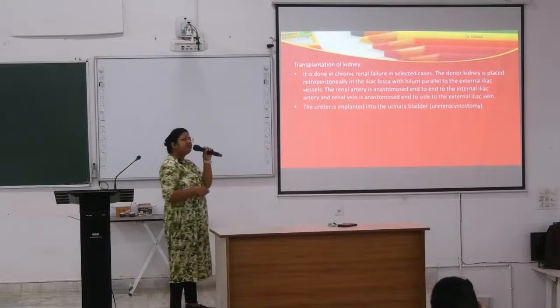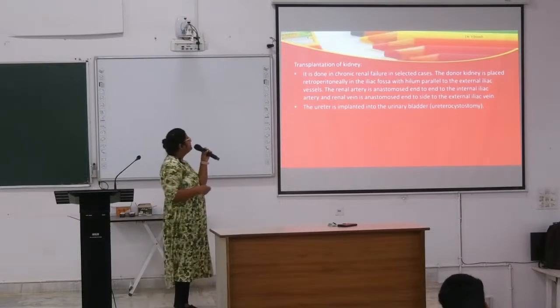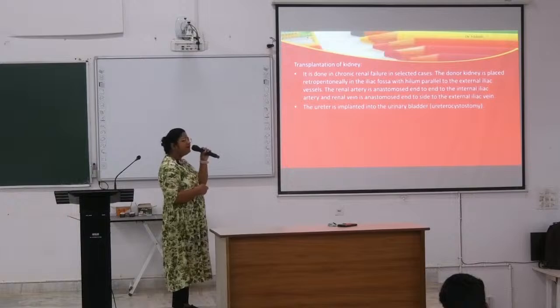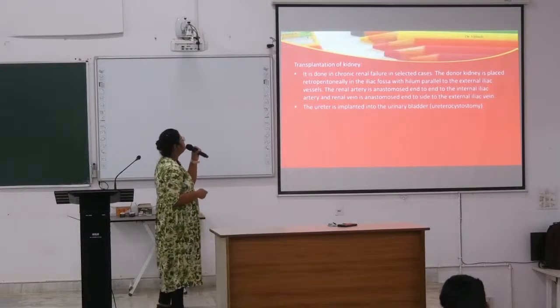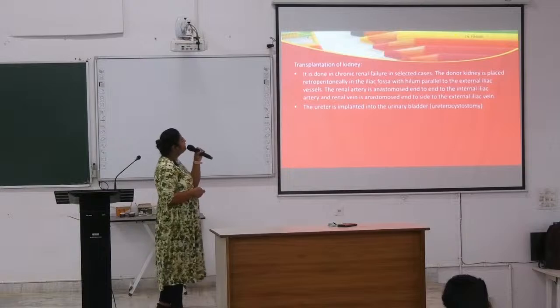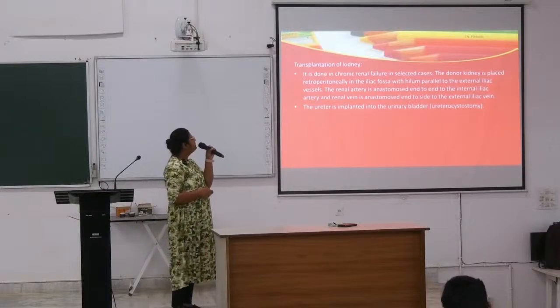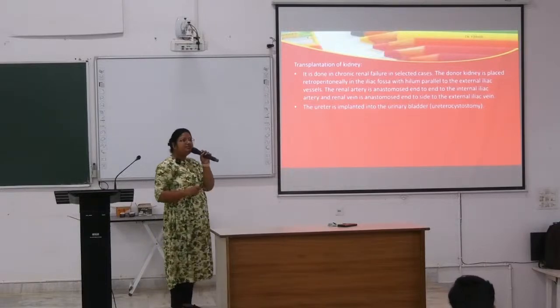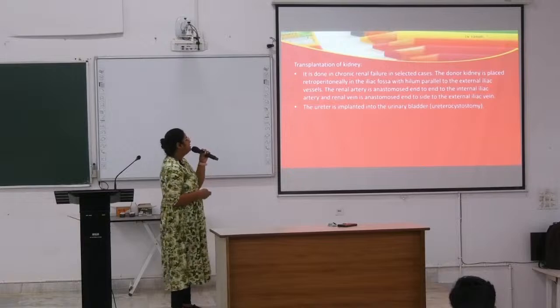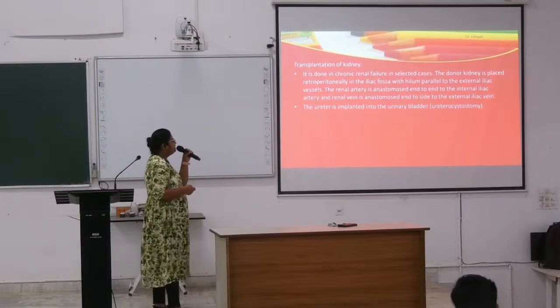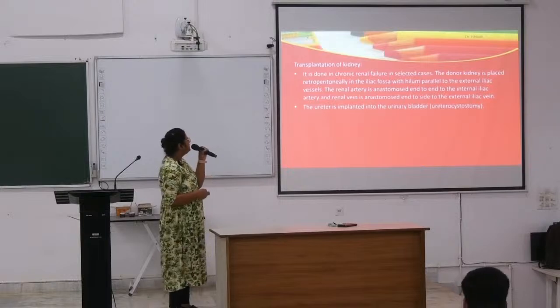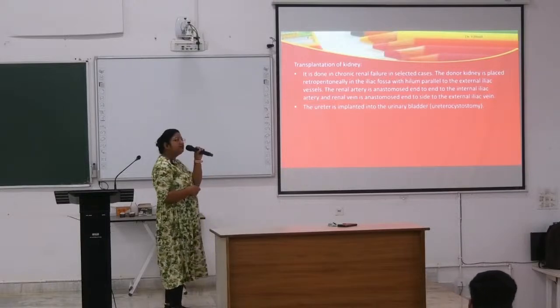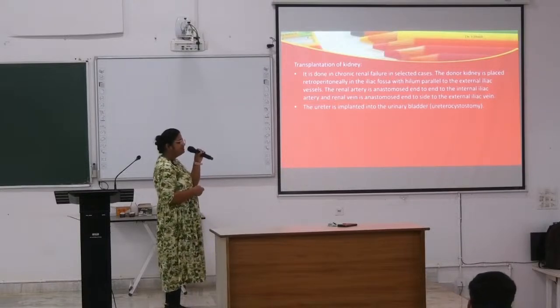Next is transplantation of kidney. You have heard about transplantation of kidney, how it is done. It is done in chronic renal failure in selected cases when the renal function is heavily impaired. The donor kidney is placed, it is not placed in its original site. Okay, the donor kidney is placed retroperitoneally in the iliac fossa. Site is important.